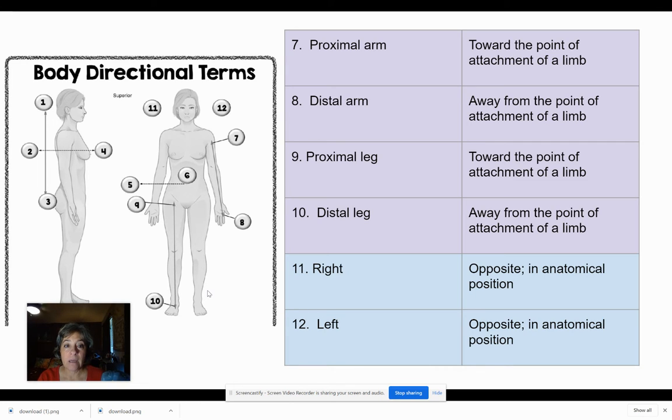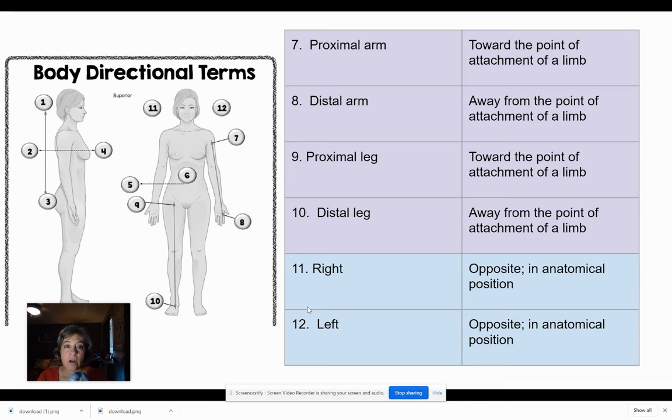If I talk about my thigh muscle in relation to my pinky toe, the pinky toe is farther away from the point of attachment than my thigh muscle, so the pinky toe is distal to my thigh muscle. Put it in your own words first, and that will help you pick the right vocab word. Okay, so again, my hand is distal to my bicep because the hand is farther away from the point of attachment, which is up here, than my bicep is. And the same with the leg.